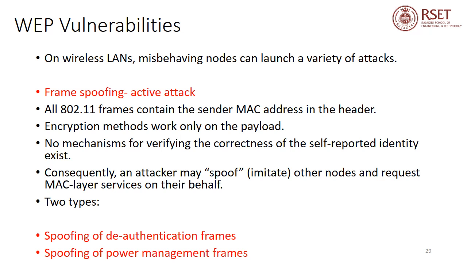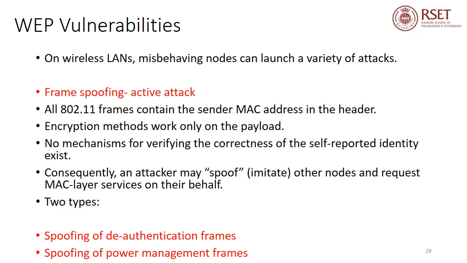So what happens, as a consequence, is that an attacker can spoof or imitate some valid nodes, and they can create spoofed MAC addresses or do any kind of masquerading operations, and they can request MAC-like services on their behalf. Okay, so there are two kinds of spoofing possible. You can either do spoofing of de-authentication frames, or you can do spoofing of power management frames.